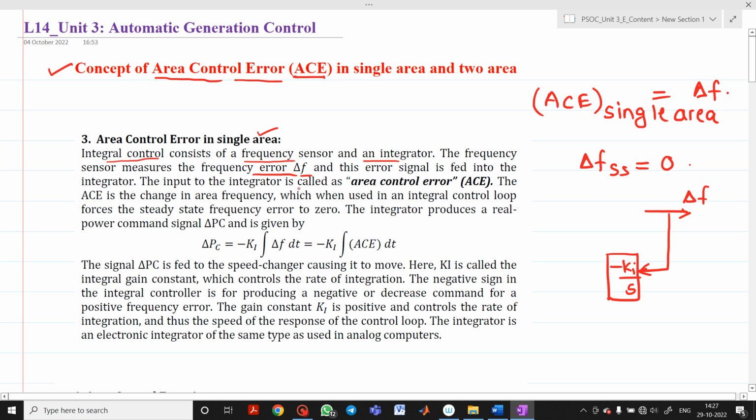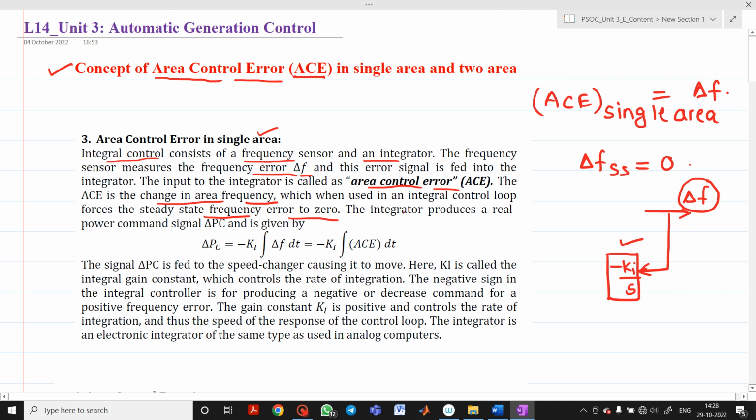So the input to the integral is called the area control error. What is the input to the integral? This is nothing but the change in the frequency delta F. The ACE is the change in the area frequency, which when used in an integral control loop forces the steady state frequency error to zero. Already in the effect of integral controller, we have seen that when we use this integral controller, the change in the frequency will become zero.